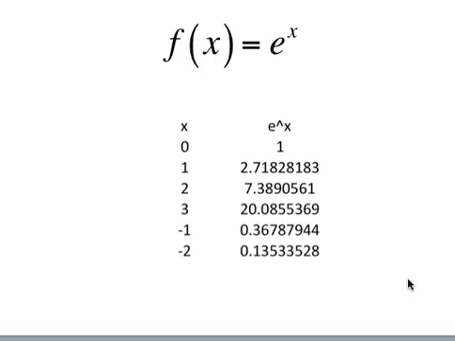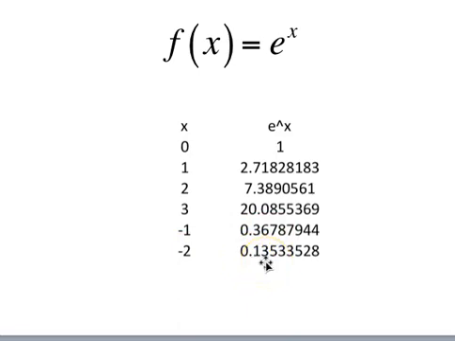And the function is going to be f of x equals e to the x. Remember, e is about 2.718. 2.718 to the 0 is 1. 2.718 to the 1 is, again, about 2.718. 2.718 squared, about 7.389. 2.718 to the third, a little bit more than 20. 2.718 to the negative 1, that would be 1 over 2.718, about 0.3678. 2.718 approximately to the negative 2, 1 over that squared, about 0.135.